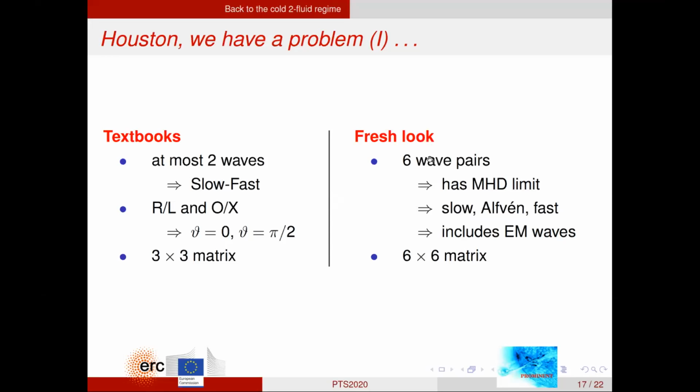In the fresh look, I tell you there should be 6 wave pairs. Those include the slow, Alfvén, and fast MHD wave pairs. And they include the electromagnetic waves and also sort of the counterpart of the Langmuir wave. This is a 6x6 matrix formulation. So we seem to have a problem.